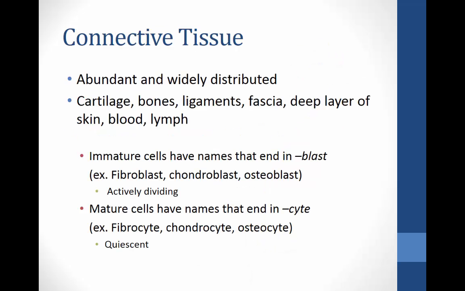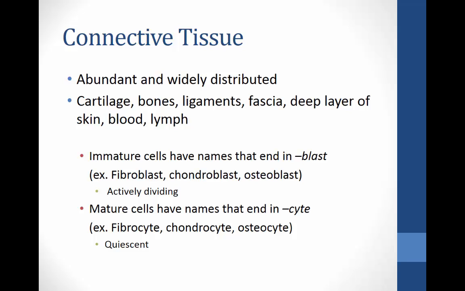Connective tissue is found abundantly and widely distributed about the human body. Connective cells include bone cells, cartilage, ligament, deep layers of skin, blood cells, and lymph. They help connect other cells and tissues.